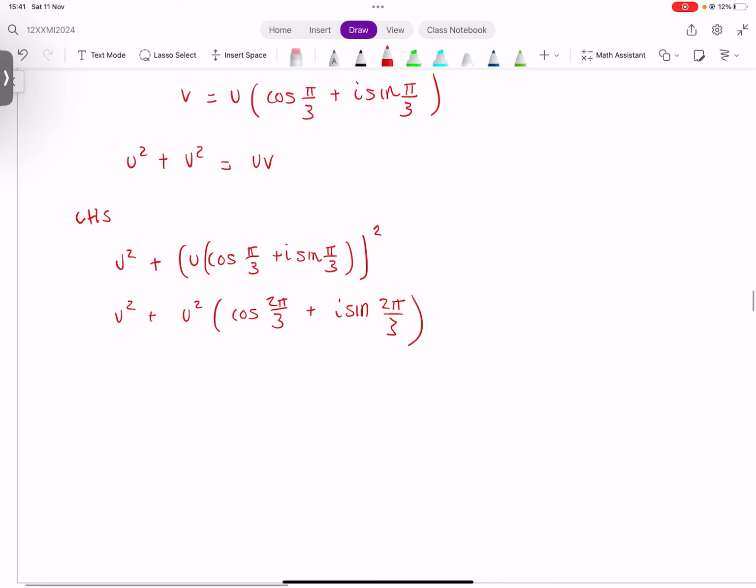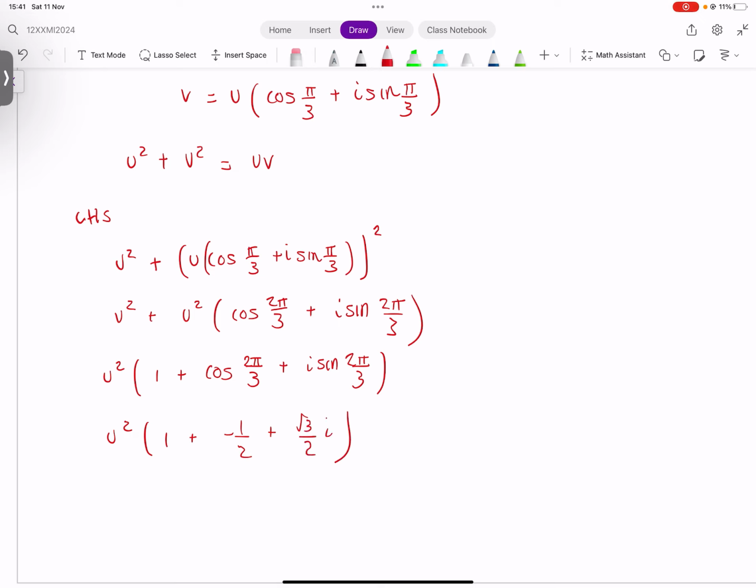Now let's take out a factor of u squared from all of that. U squared, we've got 1 plus cos of 2 pi on 3 plus i sine of 2 pi on 3, which is u squared, 1 plus cos of 2 pi on 3 is minus a half, and i sine of 2 pi on 3 is root 3 on 2 i. So it's u squared. Now 1 minus a half is a half, plus root 3 on 2 i.